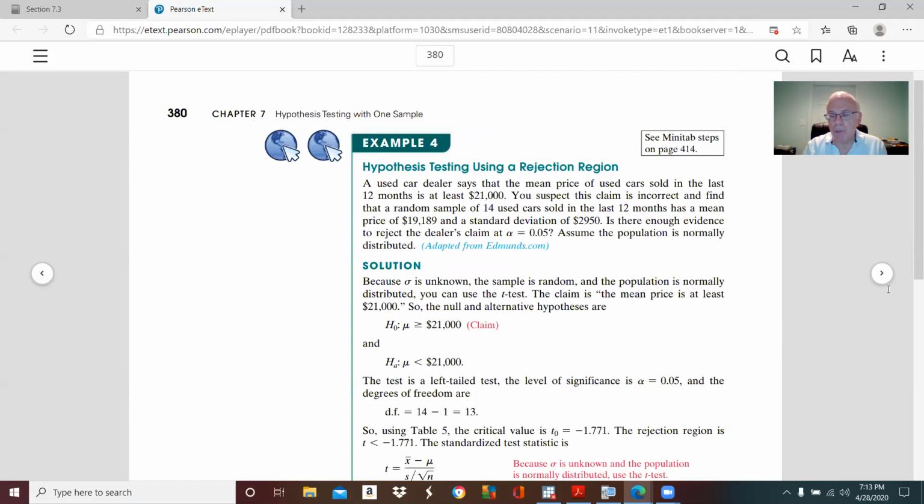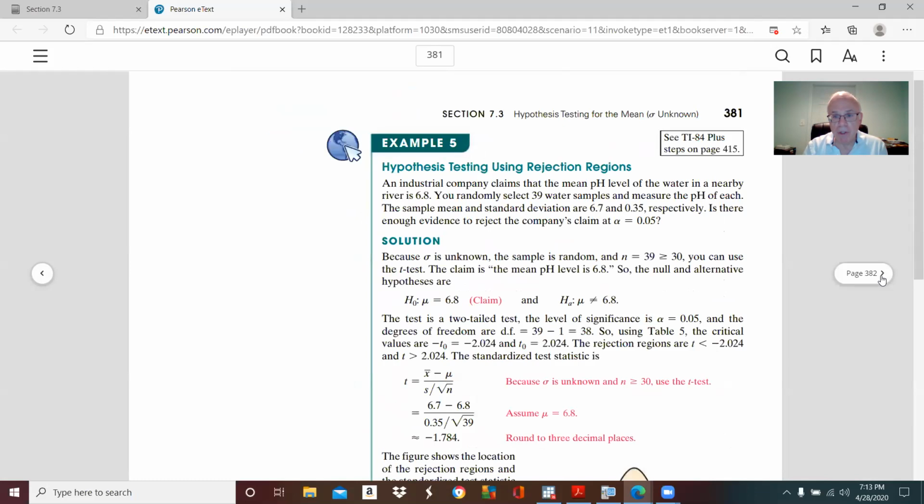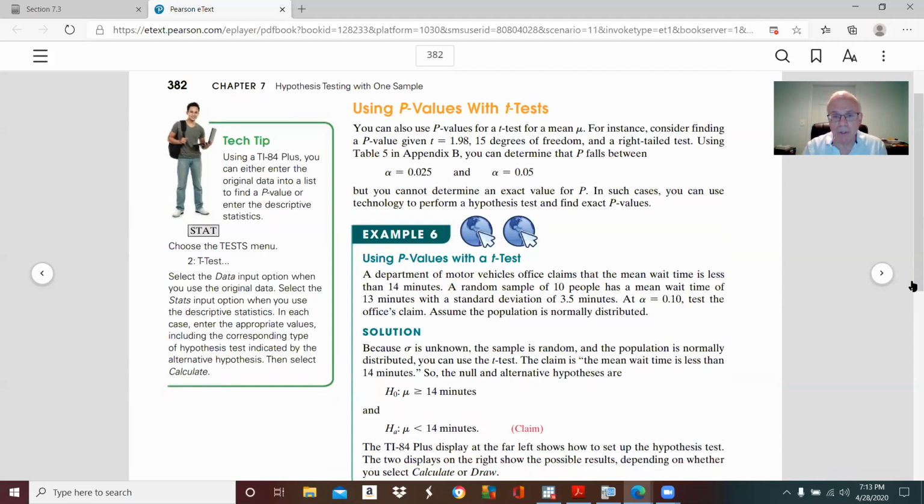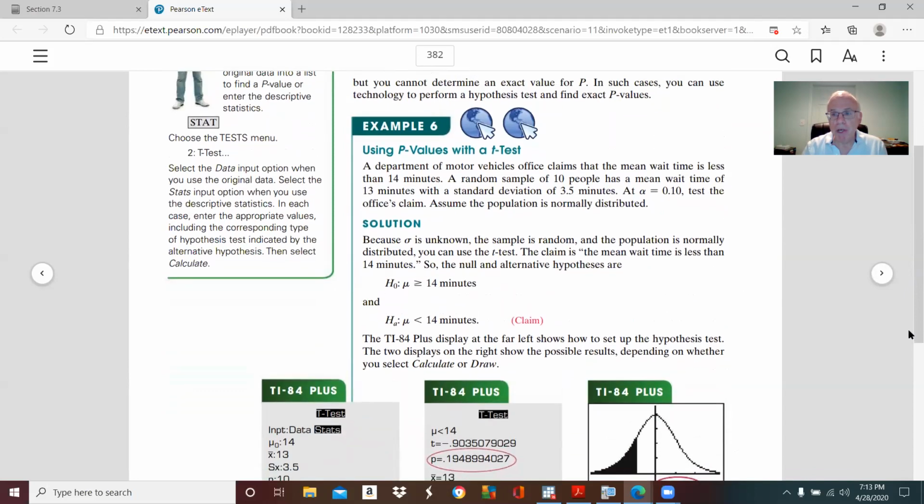So just so that we don't run into any issues, I'm going to skip these examples with the rejection region method. I'll go right to the p-values. This is exactly what I'll be testing you on in test number 3. All right, so we're going to get right to it. We'll do a couple of examples in this section, starting on page 382, on how to do a hypothesis test using p-values when the hypothesis test is regarding a population mean and the population standard deviation is unknown. I'll also show you some examples in the back of the book, and that'll be it for today.